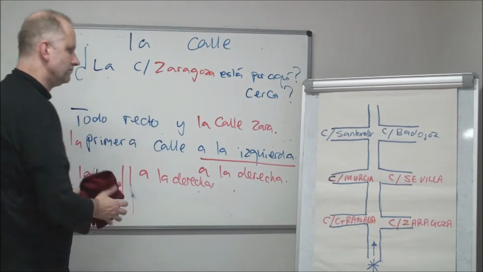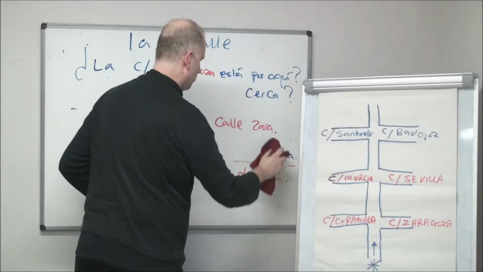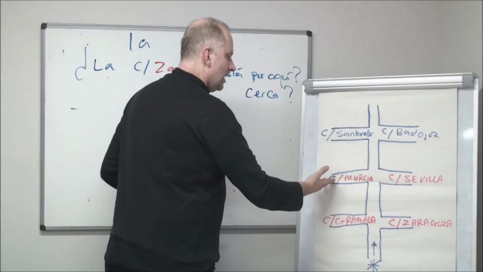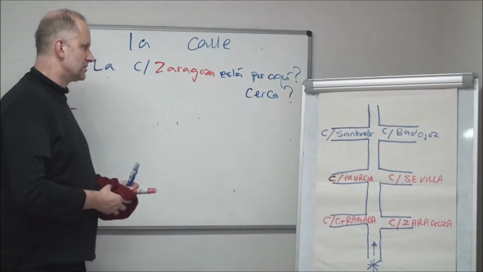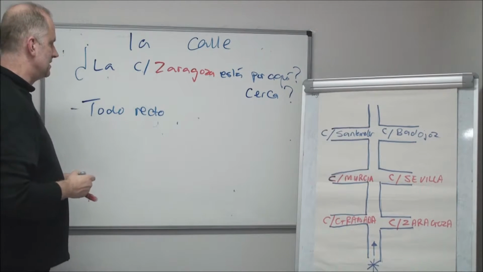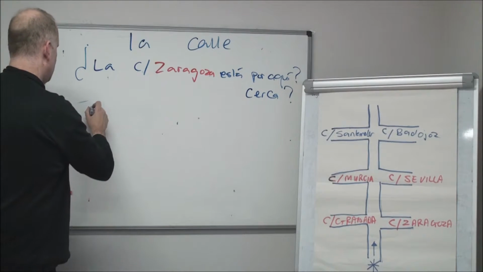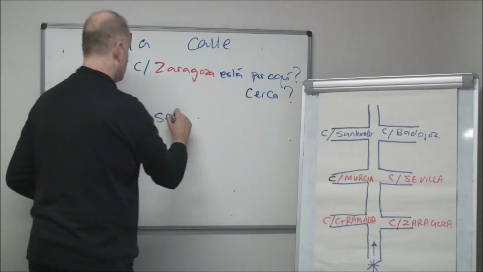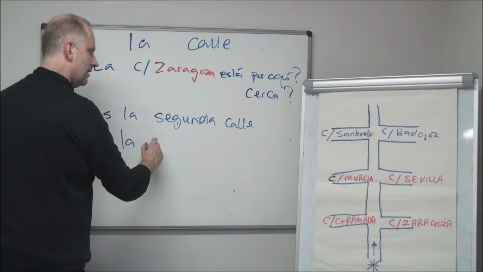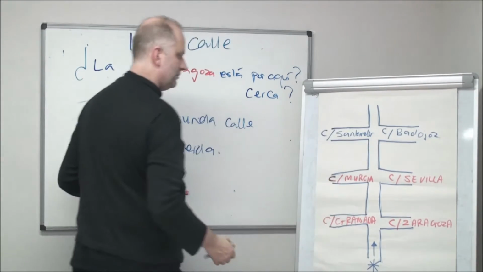So if we look at, we can describe how to get to these roads. So if somebody says to you, so if I say to you, ¿Dónde está? Or Calle Murcia está por aquí, you'd say todo recto. Or you could just say it's the second road on the left. So es la segunda calle a la izquierda. That's la calle Murcia.